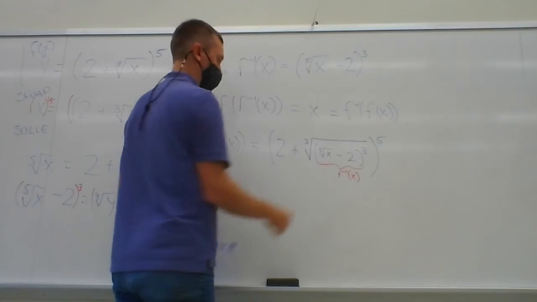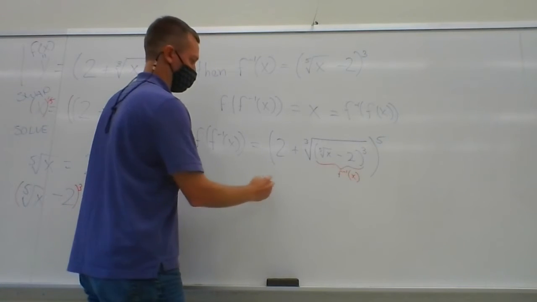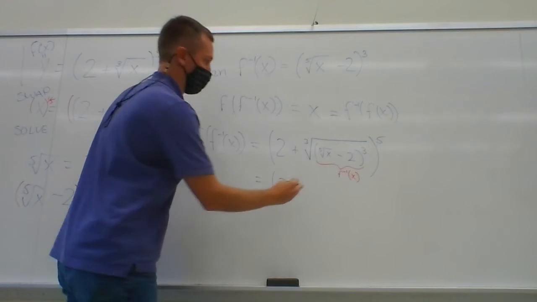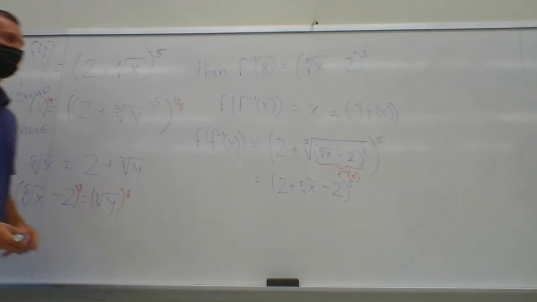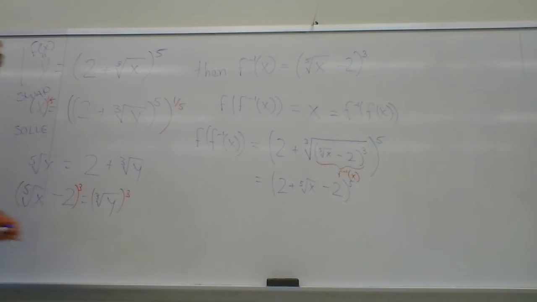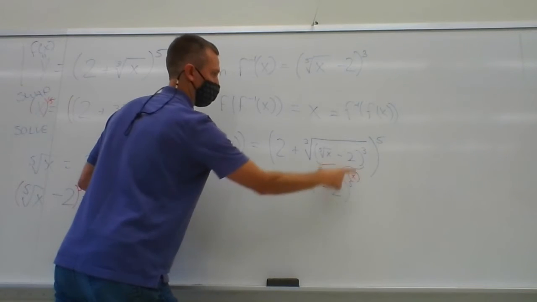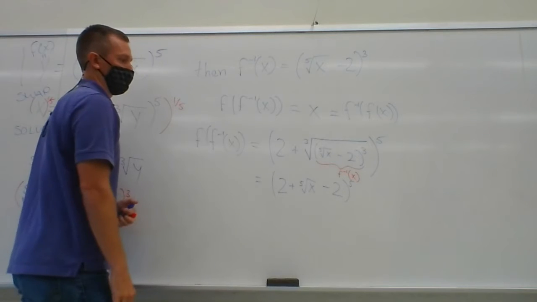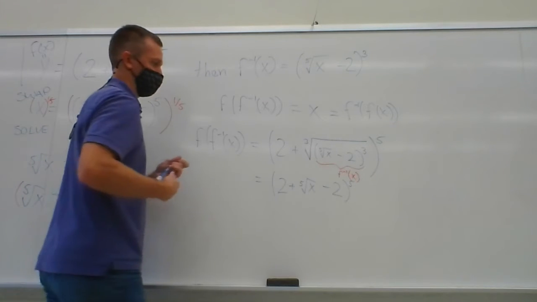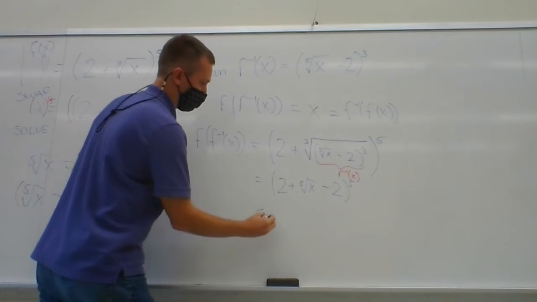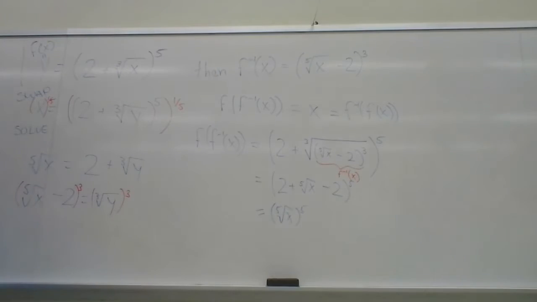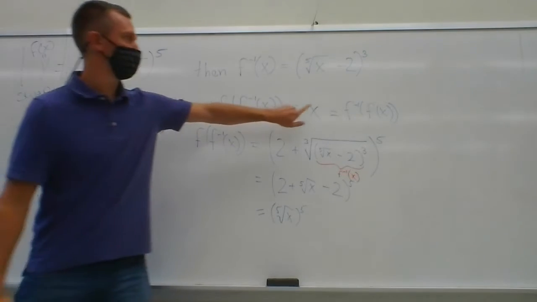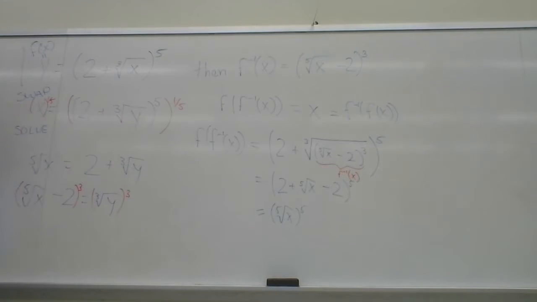The third root of something cubed. Well, that's nice. Those just cancel out. 2 plus the fifth root of x minus 2 raised to the fifth power. Right, the third root cancels the third power, so this is just what it is, no power. 2 minus 2 is nothing. This is just the fifth root of x raised to the fifth power, and that's x. So we have verified this equals x, which gives us hope that we did in fact correctly find the inverse.